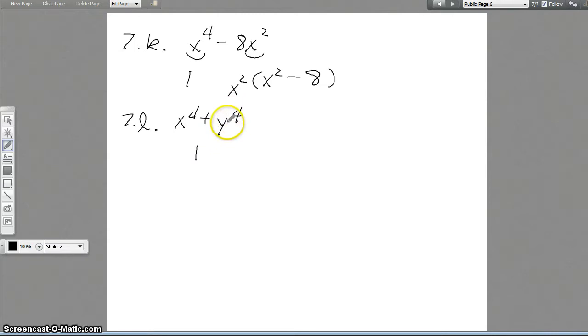Do we have y in every term? The answer to that is no. So we do not have a common power of y. So our greatest common factor for number 7 part L is 1. And then we say, what do we multiply by 1 to get x to the 4th? Well, 1 times x to the 4th will give us x to the 4th. What do we multiply by 1 to get y to the 4th? Well, that would be y to the 4th. So 1 times the quantity x to the 4th plus y to the 4th is how we factor x to the 4th plus y to the 4th.